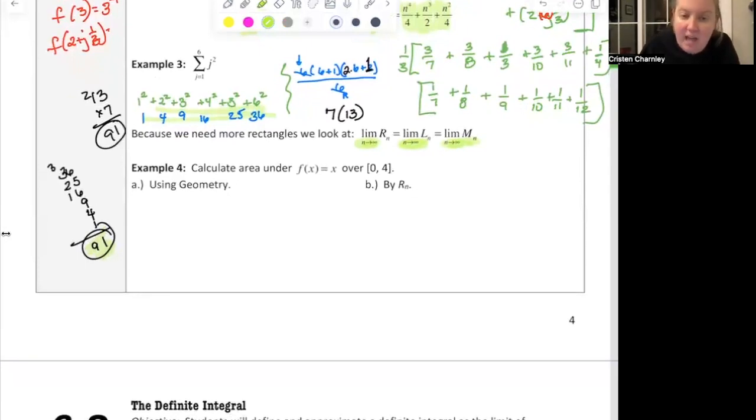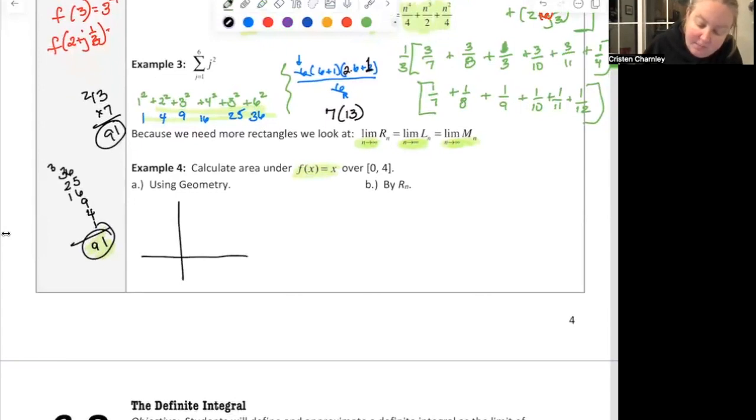So example 4: calculate the area under f of x between 0 and 4. f of x equals x. So what is that? It's a line. It has a slope of 1 and a y-intercept of 0. And we want to find the area under the curve between 0 and 4. So over here is 0, over here is 4. So the area that we're looking at is all this.